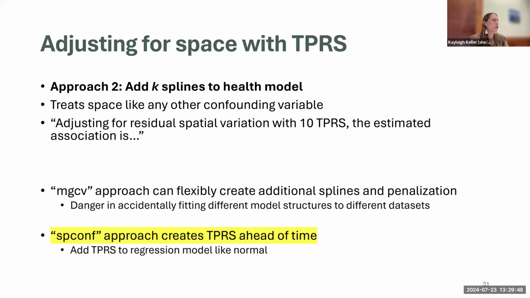In general, this approach, which I had labeled as approach 2 on the slides, we're just adding splines to the health model. It treats space like any other confounder. Generally what we would say is we're adjusting for residual spatial variation, say with 10 thin-plate regression splines. The estimated association is, and you can explain it like normal. So it's just another way to add a flexible term to our model that's going to account for confounding by space. If you feel confident and savvy in R and spatial statistics, the mgcv package can give you a lot more flexibility to do other things. But I think for most users, just sticking with the spconf approach is the way to go.